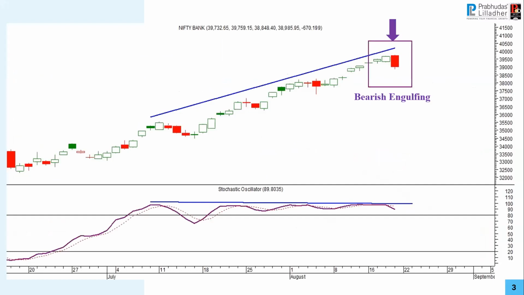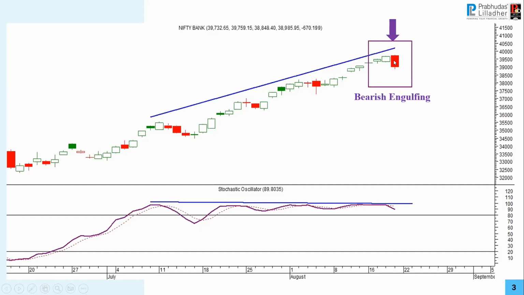Now we begin with Bank Nifty. Have a look. There is a prominent bearish engulfing. So as a trader, what would you do? The high of this candle, I think yesterday we saw the high at 39,750, so maybe 39,800 on spot basis. This is the value on spot basis.